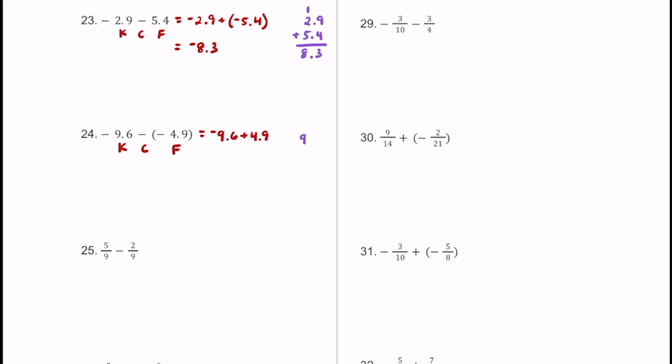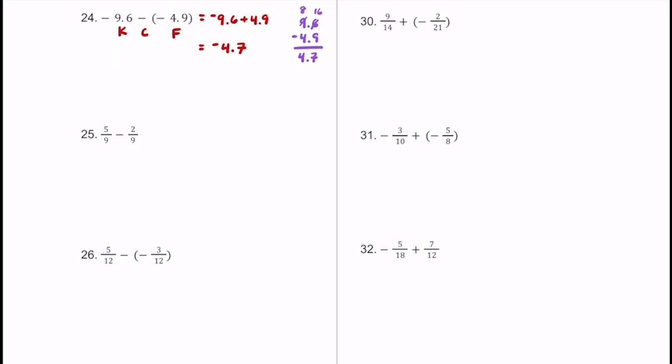Okay, so let's take this 9.6 and subtract the 4.9. Okay, so we have to borrow from this 9 to make it an 8. This is going to get the 10 from it. It's going to become 16. 16 minus 9 is 7, and then 8 minus 4 is going to be 4. So we're going to end up with 4.7, but it's a negative 4.7, just because the negative 9.6 had a greater absolute value.